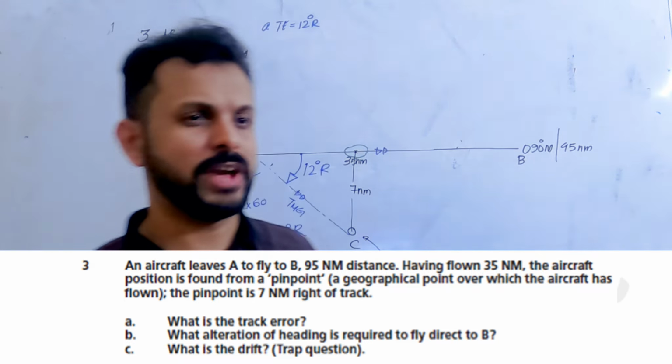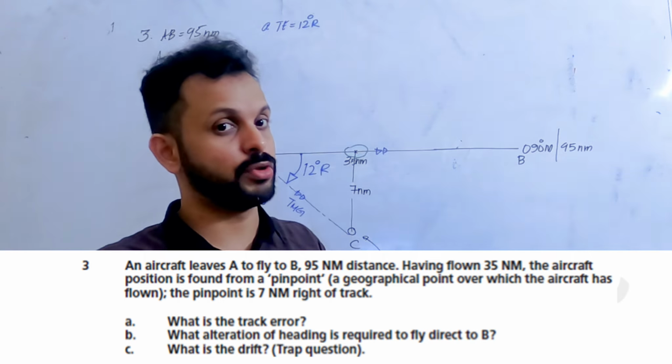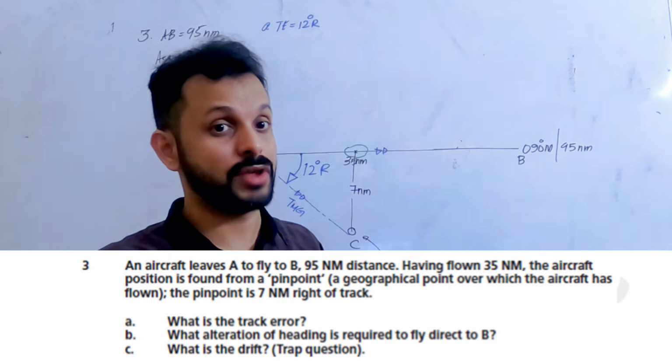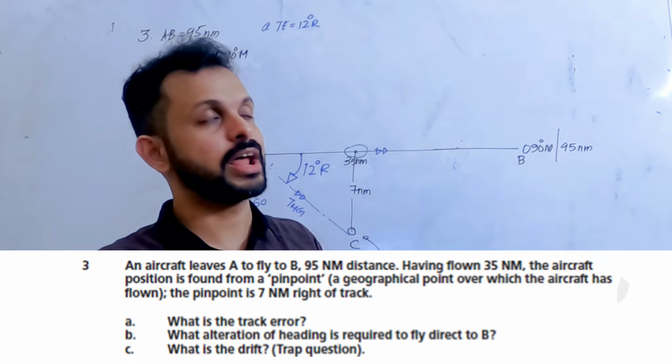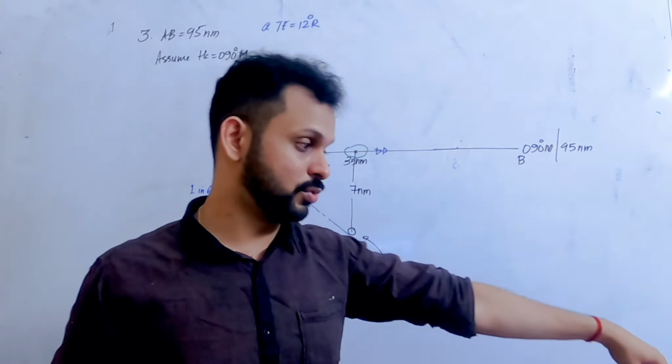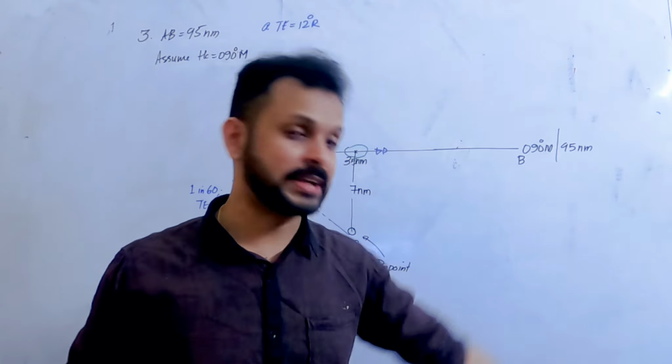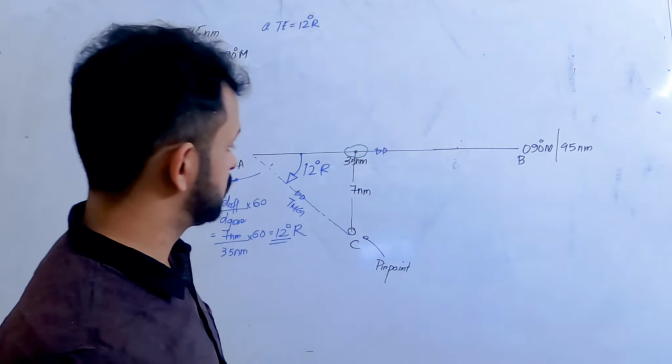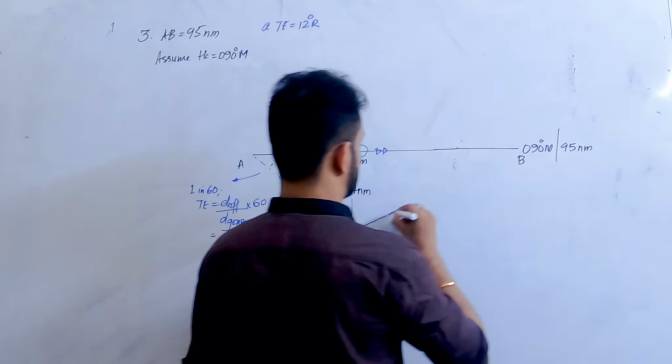Now remember, whenever you get a question on the heading, don't jump straight to the heading, because if you cannot analyze the track, you cannot analyze the heading. Remember, track change is heading change. You have to have track change first. Let's see the track first. What are you asked to do? You're asked to fly direct to B. So from C, you're asked to fly direct to B.